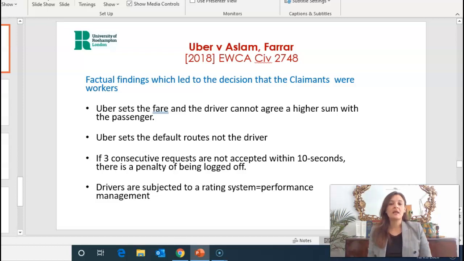It's fixed by Uber. The route that's taken to drop the passengers off is decided by Uber. And the drivers have 10 seconds within which to either accept a fare or not. And if they decline 3 consecutive requests, they are automatically logged off. And when they're logged off the system, even if it's for a short while, they're not making any money at all. And that shows a couple of things. It shows that it's a penalty, and it's something that's used to dissuade the drivers from not accepting fares, and also that Uber is exerting quite a lot of control over the drivers. And they also were subject to a performance rating system, like performance management.